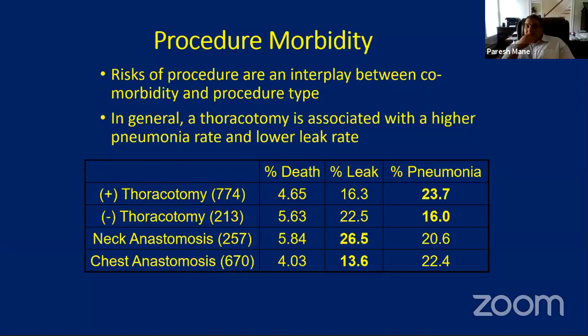The morbidity is higher in the presence of a thoracotomy. As you can see, pneumonia is higher in the presence of a thoracotomy. I'm not necessarily certain that the presence of a thoracotomy increases the leak rate. And the percentage of death that you see in that data there is increasingly uncommon. I think the mortality nowadays from a thoracotomy for an esophagectomy is less than 2%. But, you know, these are numbers that I've picked up from older papers.